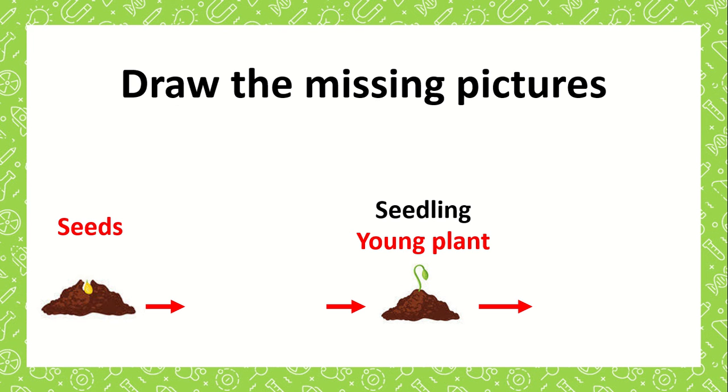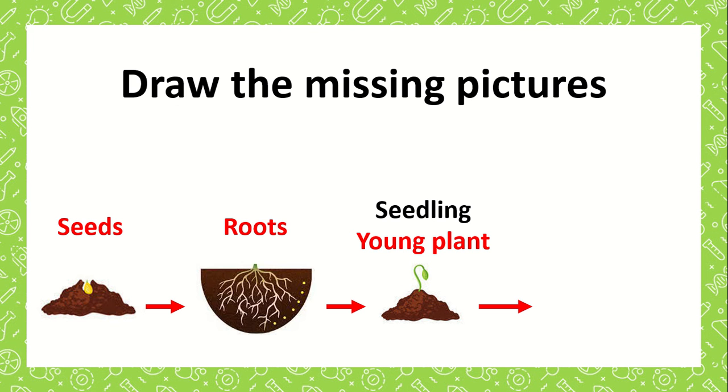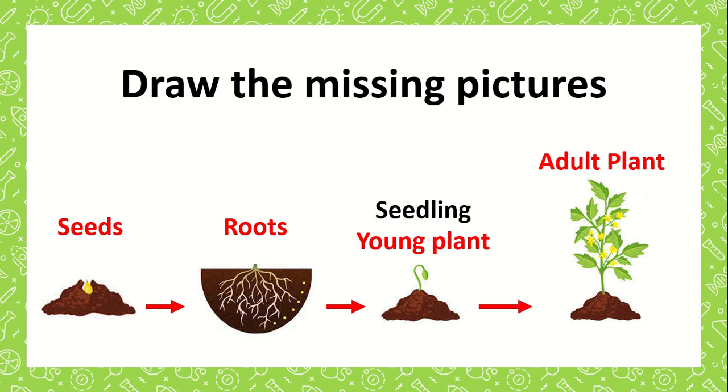Next, we have to draw the missing pictures. We start as seeds. After seeds, what happens? The roots. Roots start to grow underneath the soil. Next, we have the seedling, which is the young plant that starts to grow, and after it becomes young, it grows into what? An adult plant.